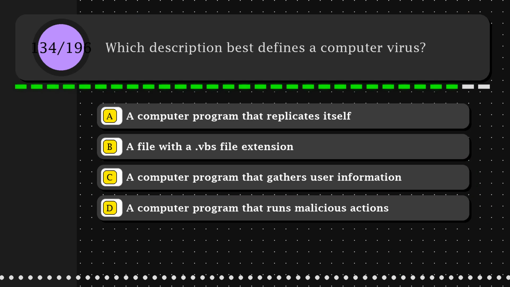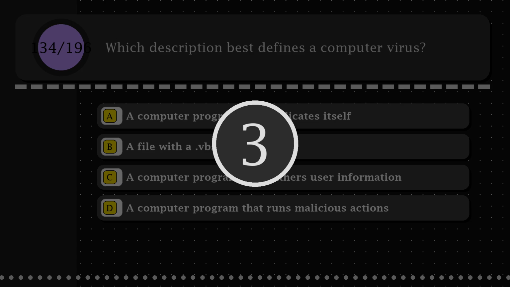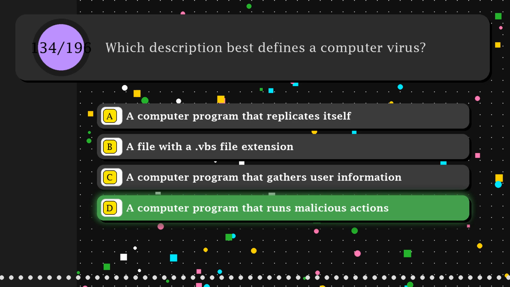Question 134. Which description best defines a computer virus? Option A, a computer program that replicates itself. Option B, a file with a .vbs file extension. Option C, a computer program that gathers user information. Option D, a computer program that runs malicious actions. The correct answer is option D, a computer program that runs malicious actions.